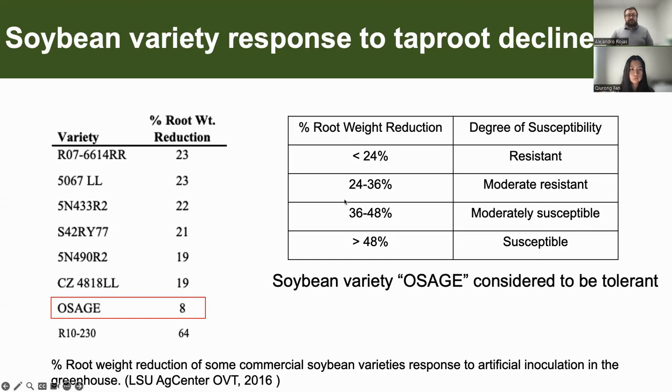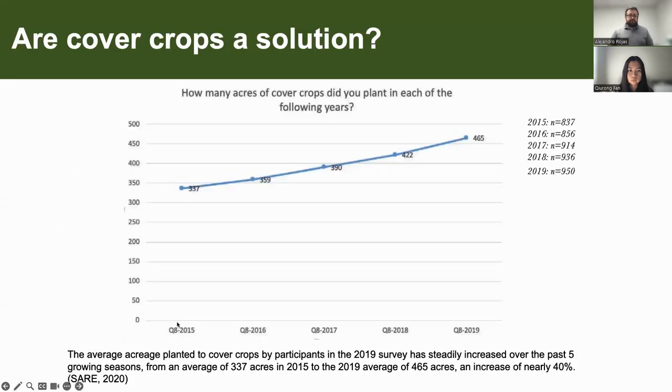Using this scale, based on the root reduction, they found that Osage, actually a cultivar that was developed in Arkansas, shows some tolerance to the pathogen. In this case, there was no reduction or less than 24% reduction of the root. So we are taking Osage as our tolerant cultivar and trying to understand how the pathogen causes disease in a cultivar that is tolerant and in a cultivar that is susceptible.